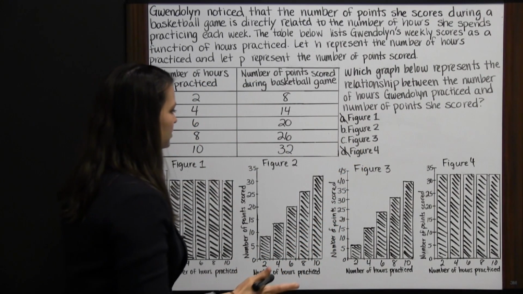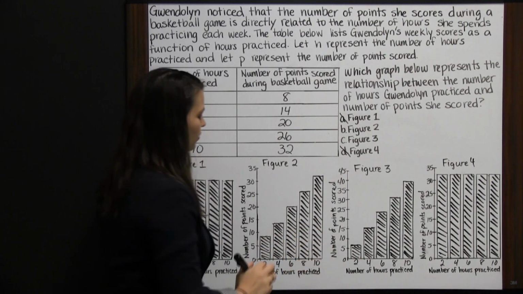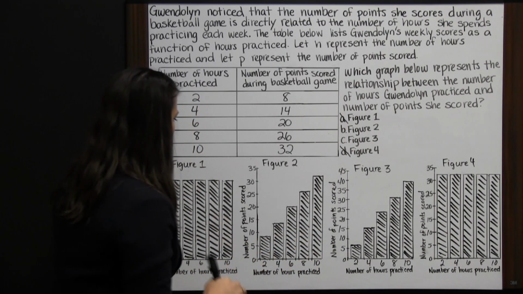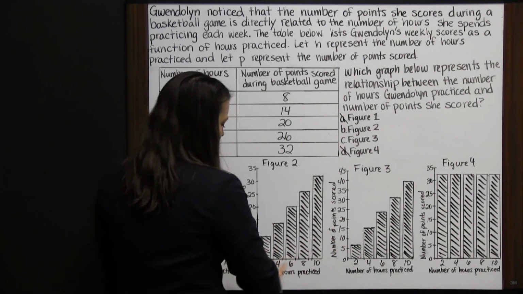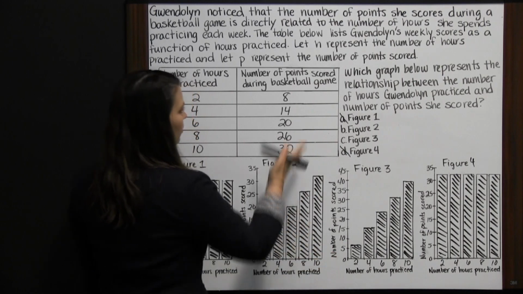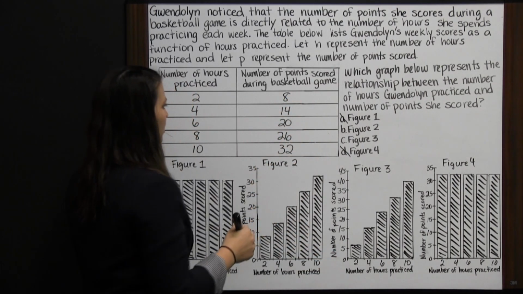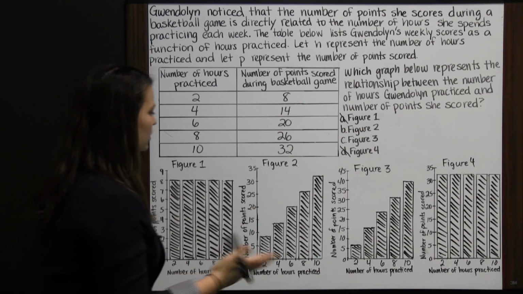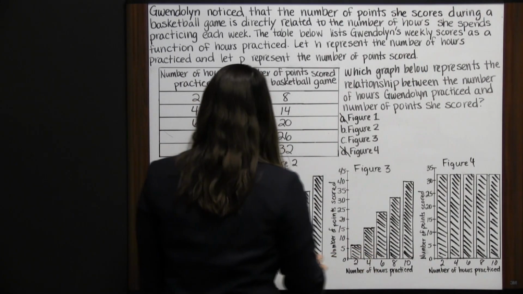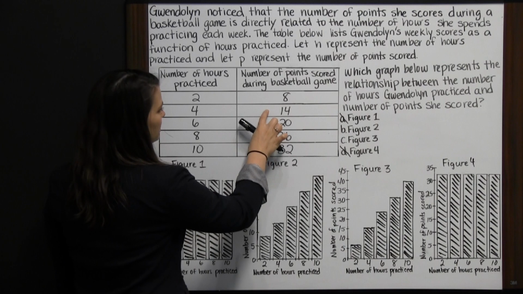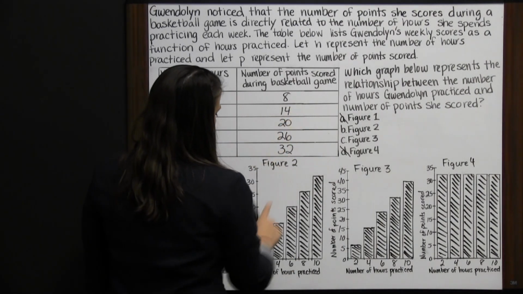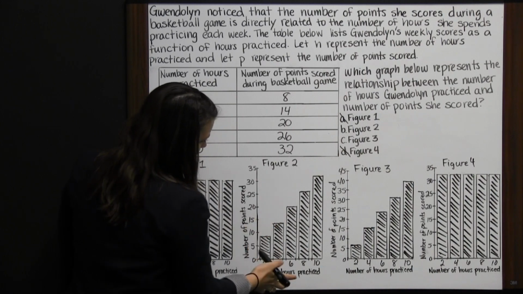Now we've narrowed it down to either figure 2 or figure 3, so we're really going to have to look carefully here. In both figures, it looks like for 2 hours, she scored about 8 points, which is, in fact, what our data suggests. So let's compare our next bar, which would be the 4. It's supposed to say that for 4 hours of practice, she scored 14 points. So this one seems to indicate that.